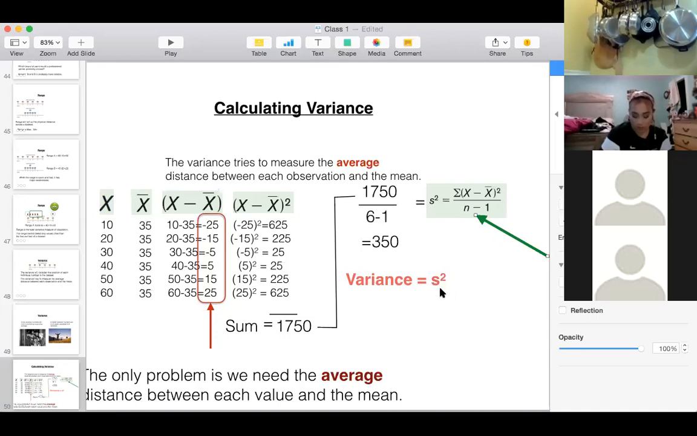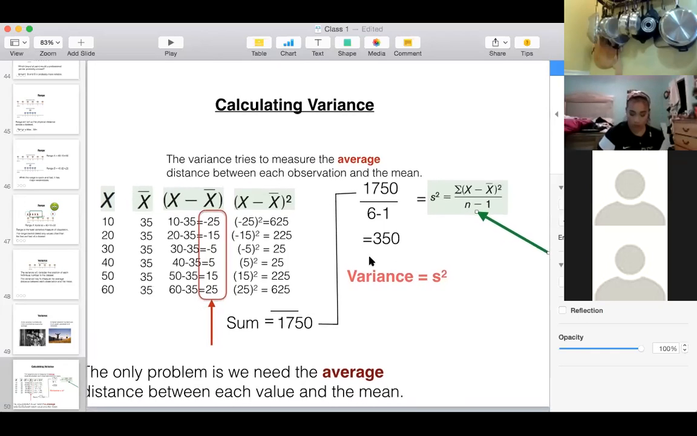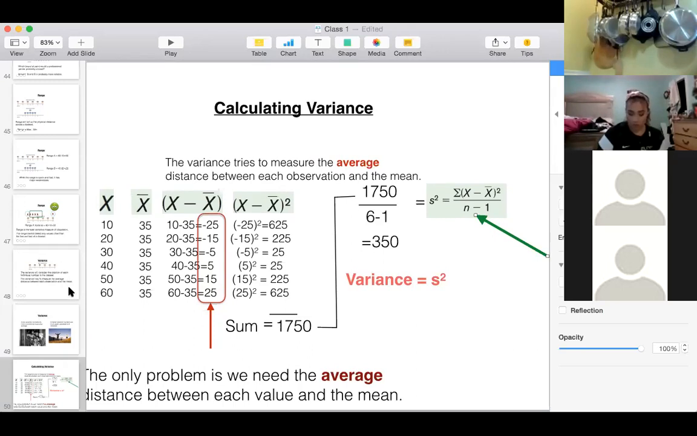Everybody okay so far? Any questions on anything before we work with that number 350? Professor, real quick, is the variance always a lowercase s squared? Yeah, that's a really good question. It's always going to be lowercase s squared. Any other questions? Okay. So the variance is equal to 350.